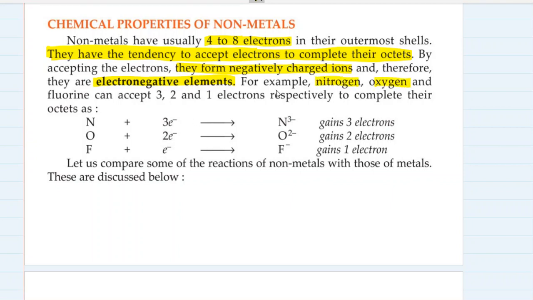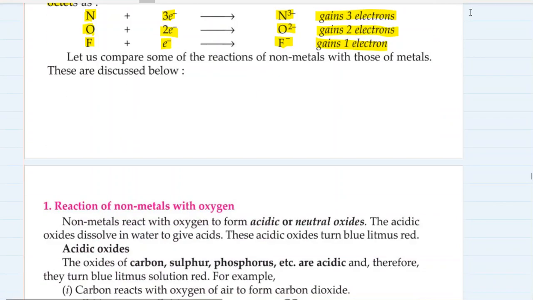For example, nitrogen, oxygen, and fluorine can accept 3, 2, or 1 electrons respectively to complete their octets. So nitrogen, which has 5 electrons in its outermost shell, can accept 3 electrons and becomes nitride ion with a valency 3 minus. It gains 3 electrons. Oxygen has 6 electrons in its outermost shell and can accept 2 electrons to complete its octet, and it is known as oxide ion, gains 2 electrons. Fluorine has 7 electrons in its outermost shell, and to complete its octet it accepts 1 electron to become fluoride ion by gaining 1 electron. So this is a usual tendency of non-metals. This is how non-metals can be understood in more detail, and they are known as electronegative elements.